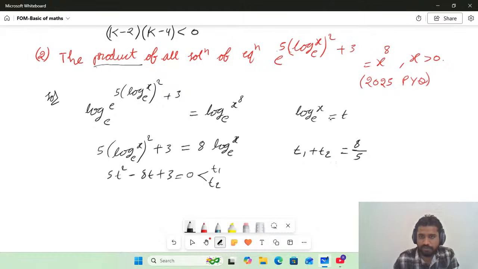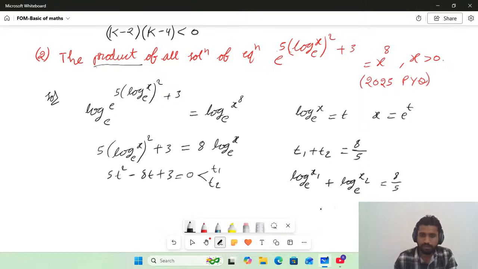And what is the exponential form of this? x equals e power t. Okay, x equals e power t is the exponential form. But what is t1? t1 is nothing but log x1, right? And t2 is nothing but log x2. So t1 plus t2, log x1 plus log x2, equals 8 by 5.